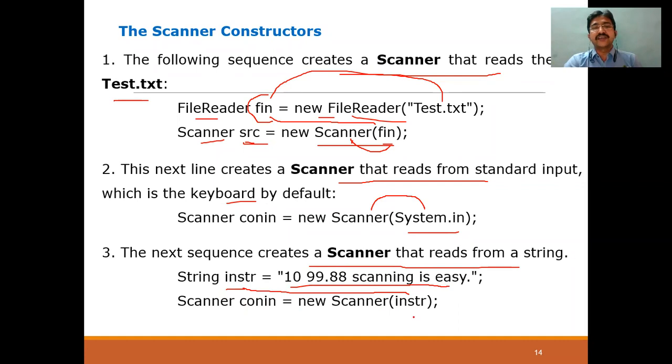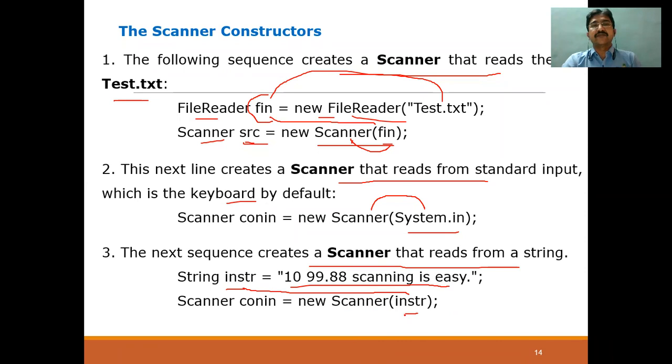Or else, instead of the string object, you can pass the entire string itself as a parameter for this scanner constructor. Instead of storing it in another string variable and then passing that object as a parameter to the scanner object, you can directly pass the entire string as a parameter for this scanner constructor itself.